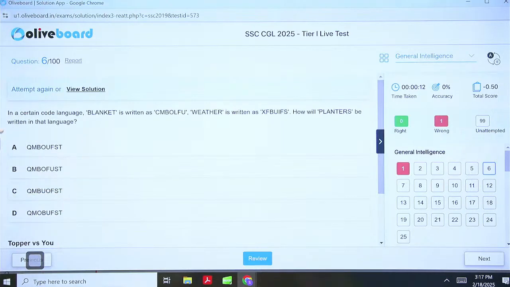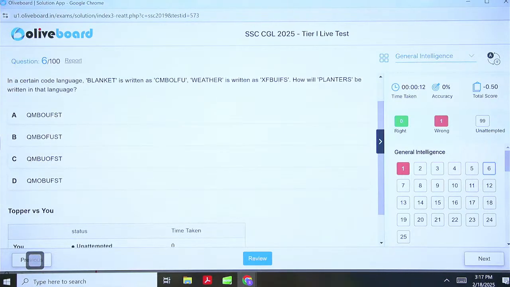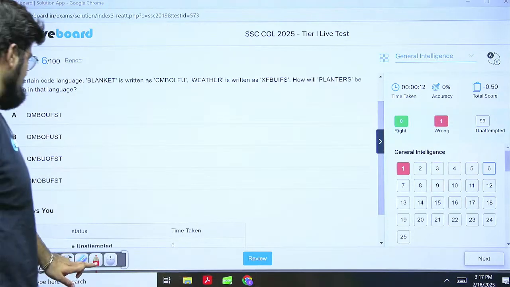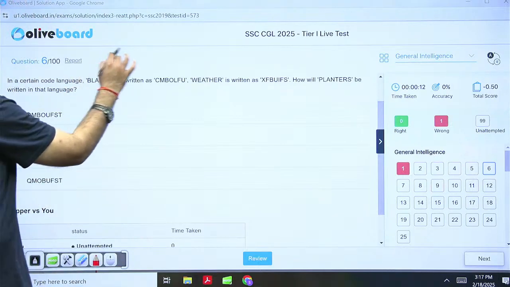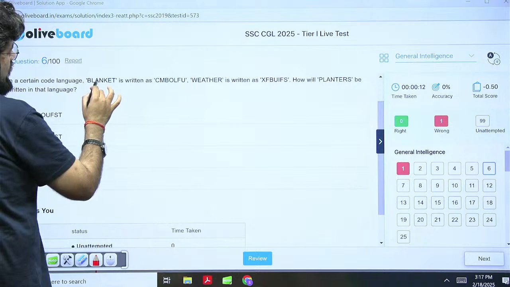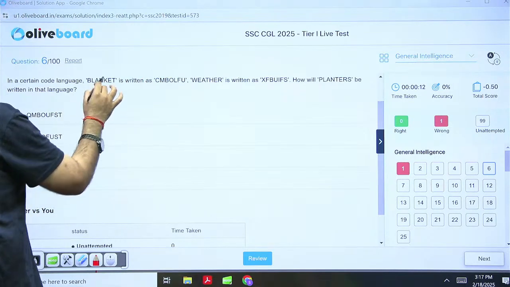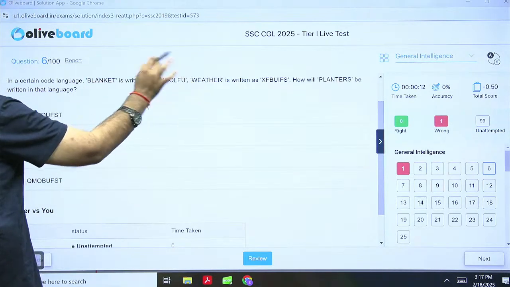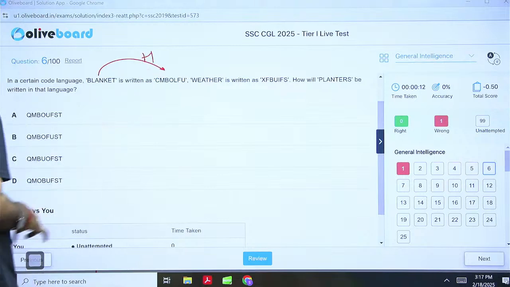Right? Next, in a certain code language, blanket is written as CMBOLFU, weather is written as this, house planters will be written in that language. Not difficult, pretty easy. So we have B plus 1 is C, L plus 1 is M, A plus 1 is B, N plus 1 is O, K plus 1 is L, E plus 1 is F, and T plus 1 is U. So we are simply increasing everything by 1.